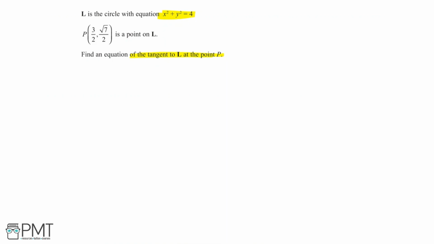Now the equation of the circle is given to us in the form x squared plus y squared equals r squared. When a circle has the equation x squared plus y squared equals r squared, the centre of the circle is always the origin. And since we have x squared plus y squared equals 4, we can say that the radius r is equal to root 4, which is equal to 2.